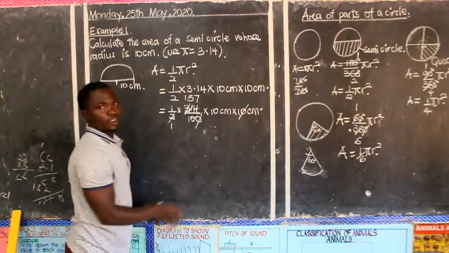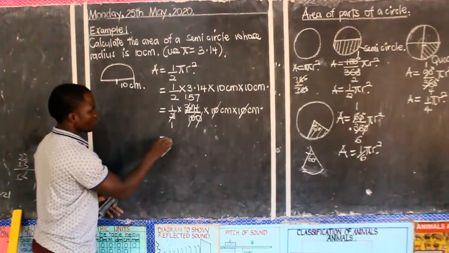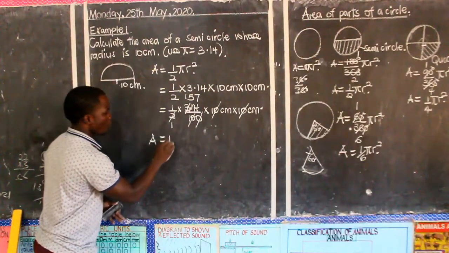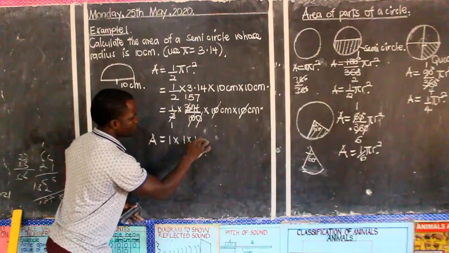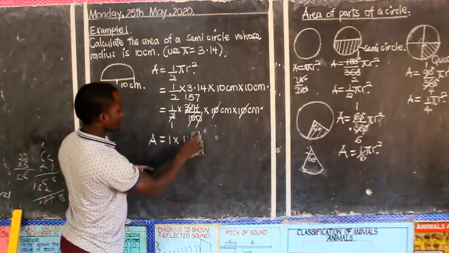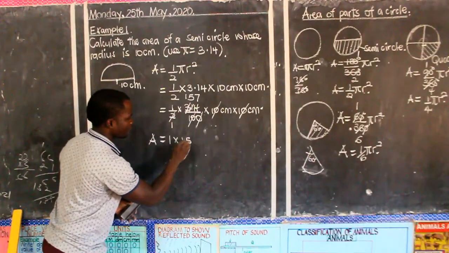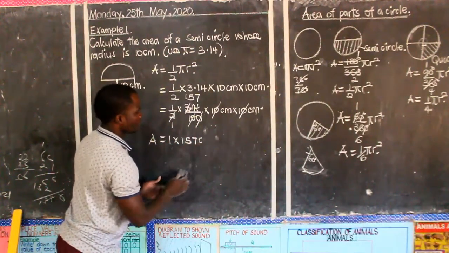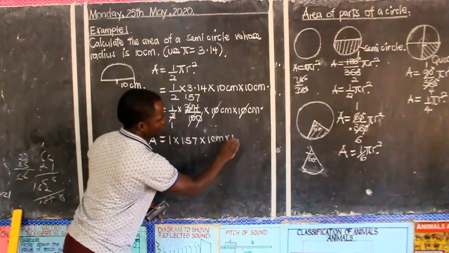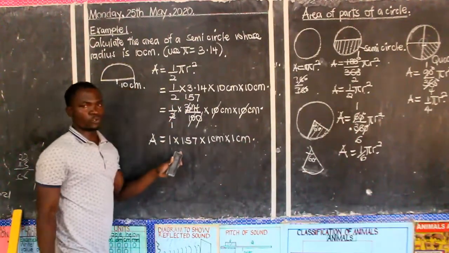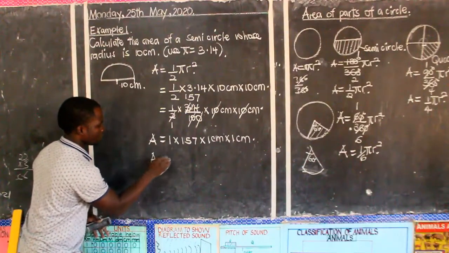0 will go with this one, okay? 0 will also go with that one. Very simple. So this one here, our area equals 1 times 1 times 1 times 1 set. Here we have 1 times 157, okay? Times 1 centimeter times 1 centimeter. Follow through very well and be careful.